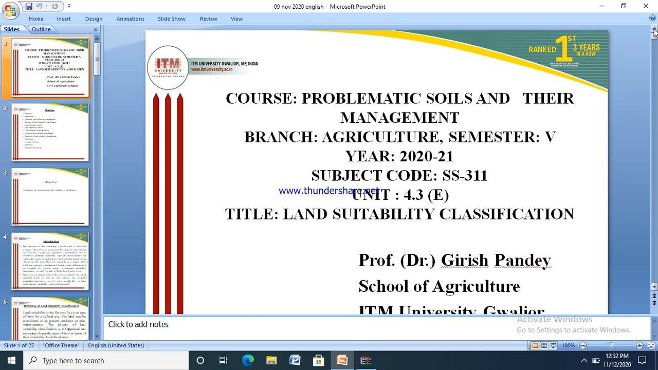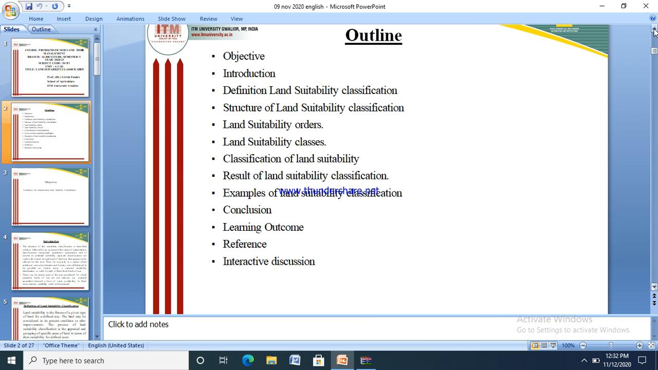Land suitability classification. This lecture is outlined in different subclasses: objective, introduction, definition of land suitability classes, structure of land suitability classes, land suitability order, classification of land suitability, result, example and conclusion.